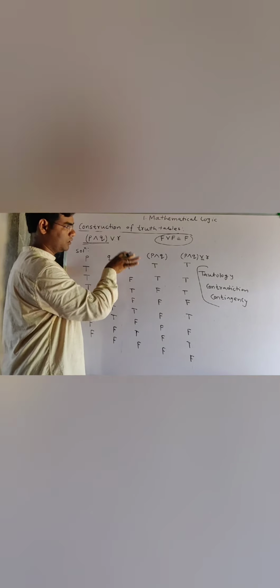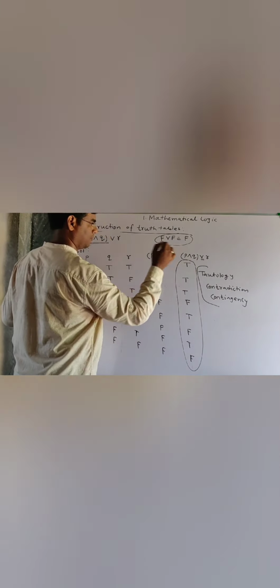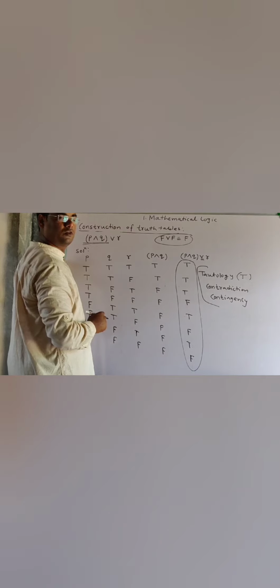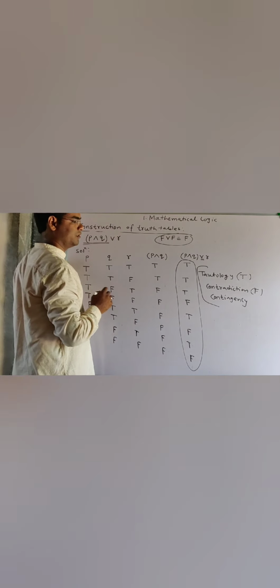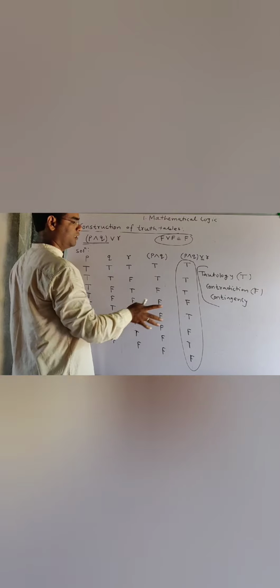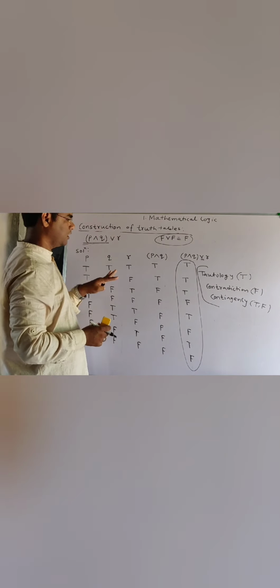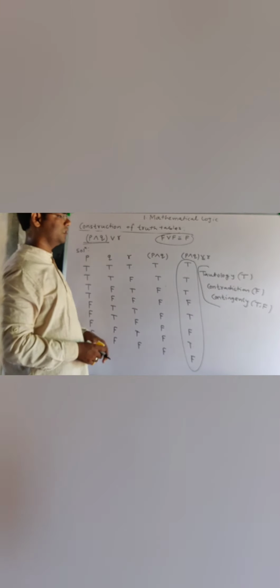So how to check? You have to construct the truth table. If the last column of the truth table is all true, that is all entries are true, then the statement is a tautology. If all the entries in the last column of the statement pattern are false, then the statement is known as a contradiction. If there is a combination of true and false, that is a mixing of true and false, then the statement is known as a contingency. So here we have true and false, both entries are there, so this statement is a contingency.